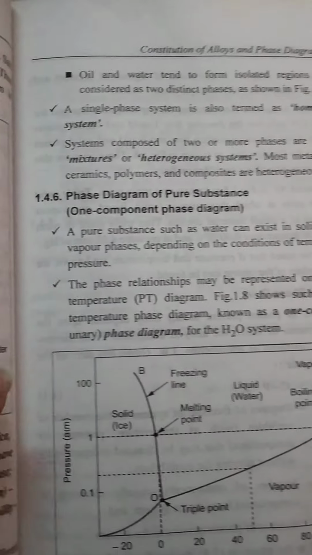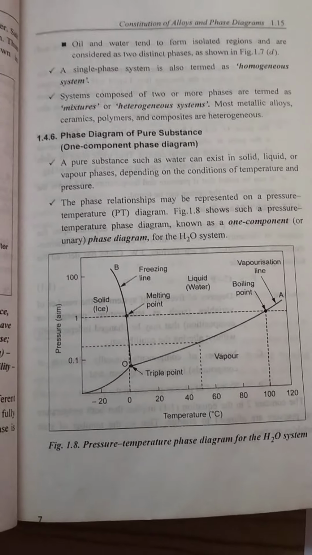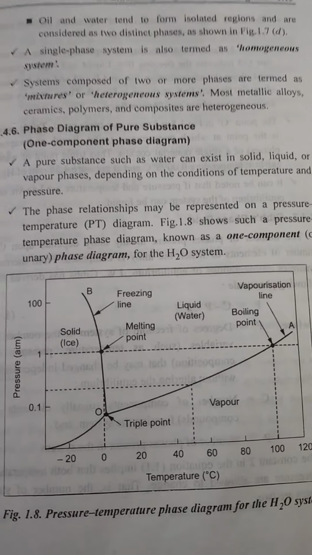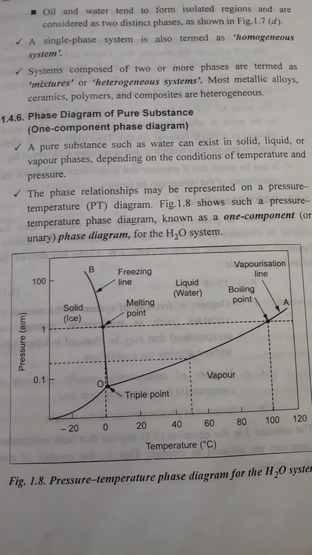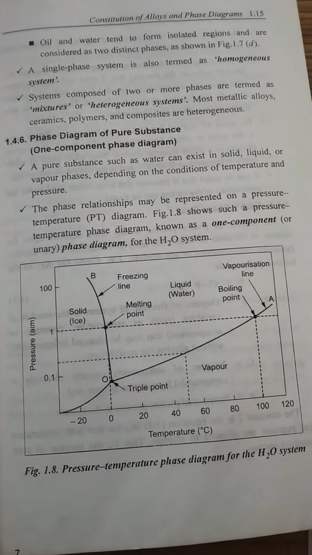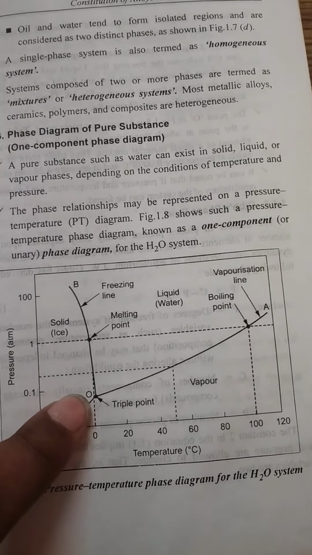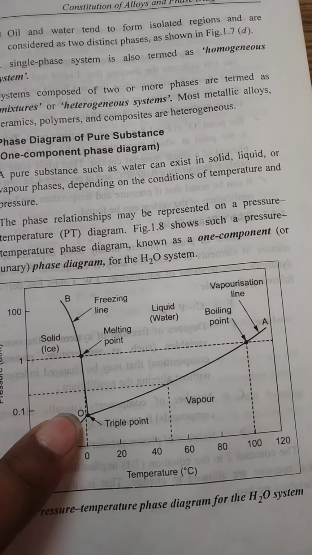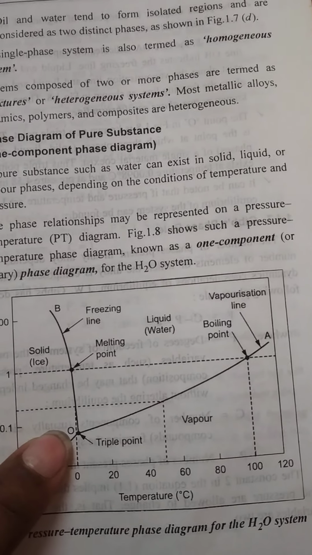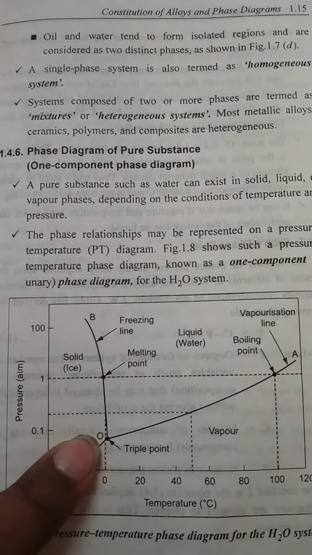Yes. So here comes the phase diagram of a pure substance. That is nothing but a one component phase diagram. See here, this is a phase diagram for a one component system. Water is a one component system, where it does not have any other components. This point is called the triple point. We know that water exists in three forms. What are those three forms? Solid, liquid and vapor. So this is the triple point.